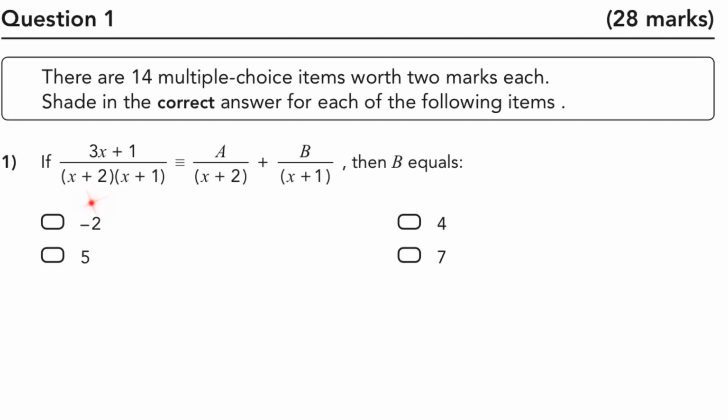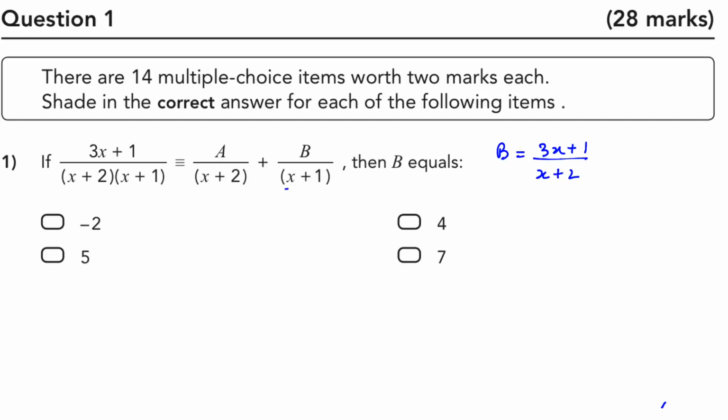The first one of the multiple choice is a partial fraction question. This is the one which has linear factors in the denominator. We have to find b. We will use the cover-up method. To find b, you have to see what is under b. There is x plus 1, so we cover x plus 1. And what will remain? 3x plus 1 and x plus 2. So b is equal to 3x plus 1 over x plus 2.